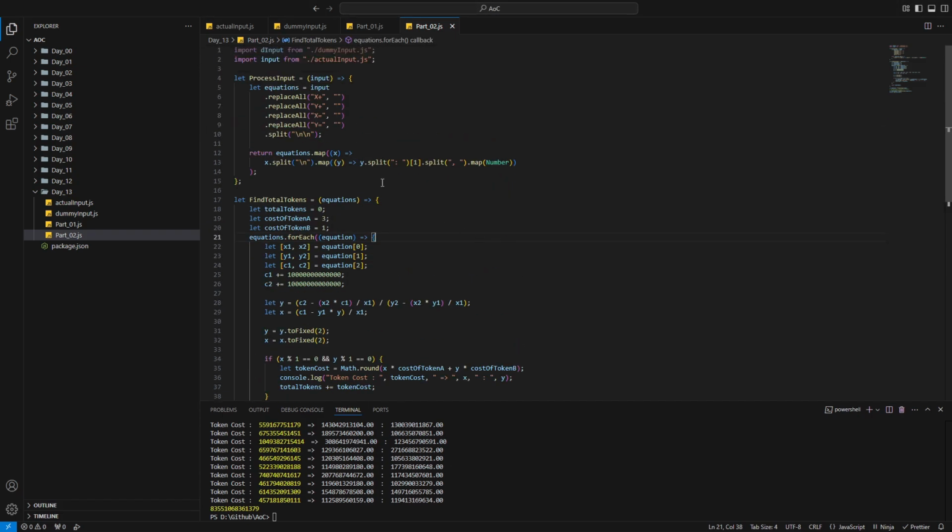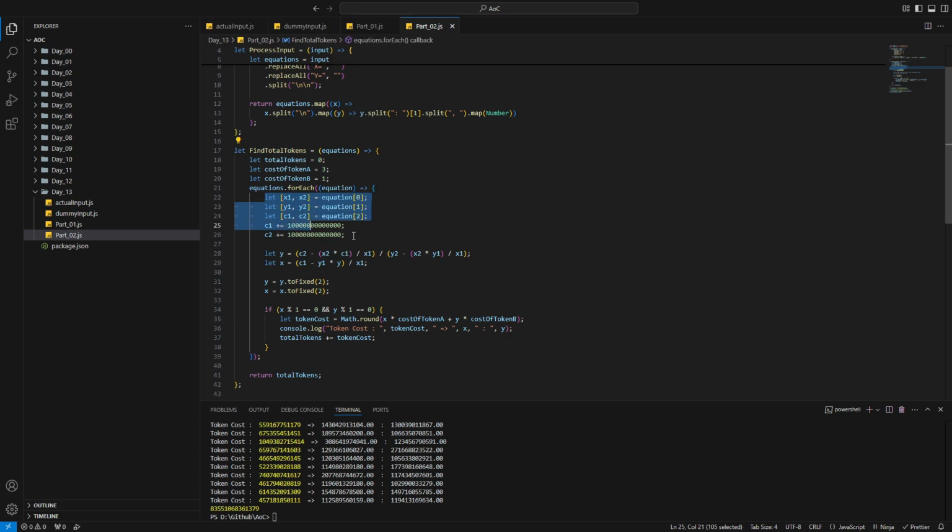Let me explain what we've done. This process input is the same. In find tokens, we are adding this error which they made, and then these are the two equations we formed from which we are getting the values of y and x. Now, because JavaScript uses a weird way to calculate, we get some errors even in certain values. So like, let me show you.